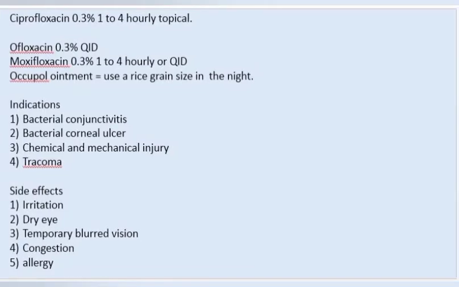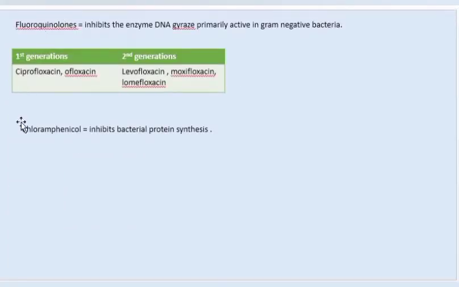So one more thing that you have to remember is their mechanism of action. I have mentioned the mechanism of action of only those drugs like fluoroquinolones and chloramphenicol, and there are other important antibiotics like penicillin-derived cephalosporins, aminoglycosides, tetracyclines, macrolides. So you have to remember their mechanisms of action too. For now I have mentioned fluoroquinolones and chloramphenicol.